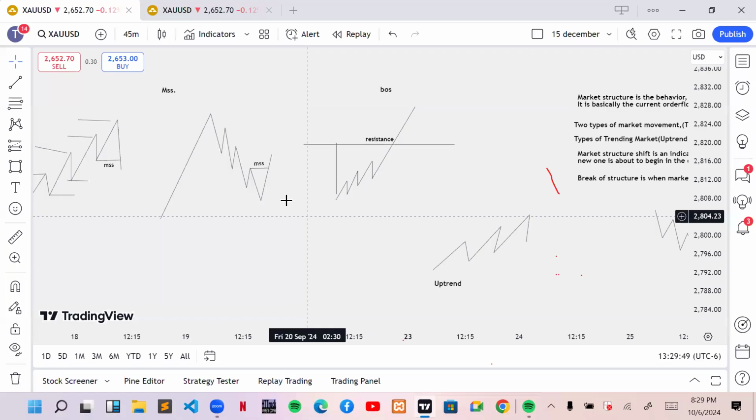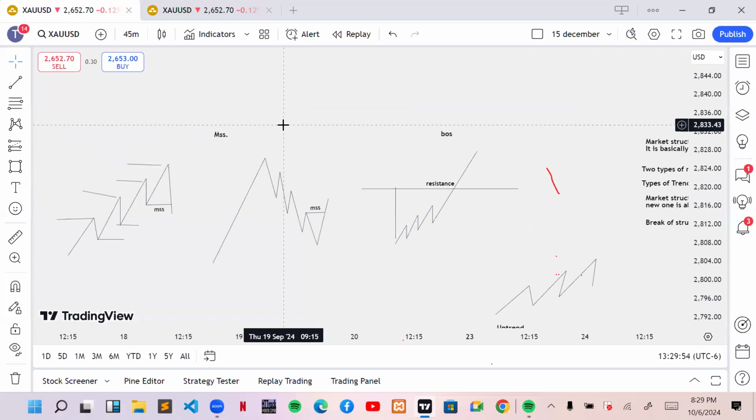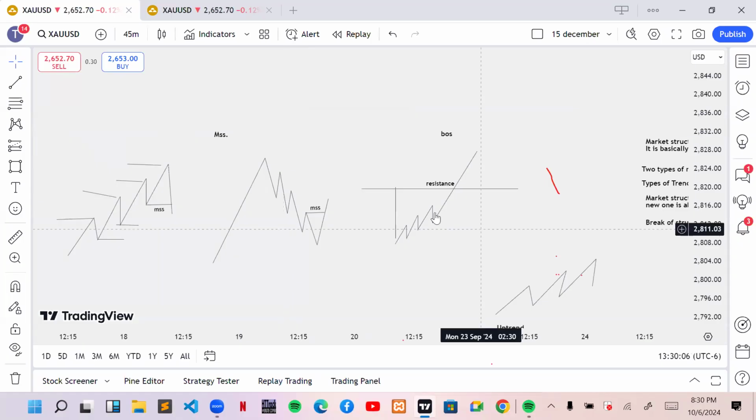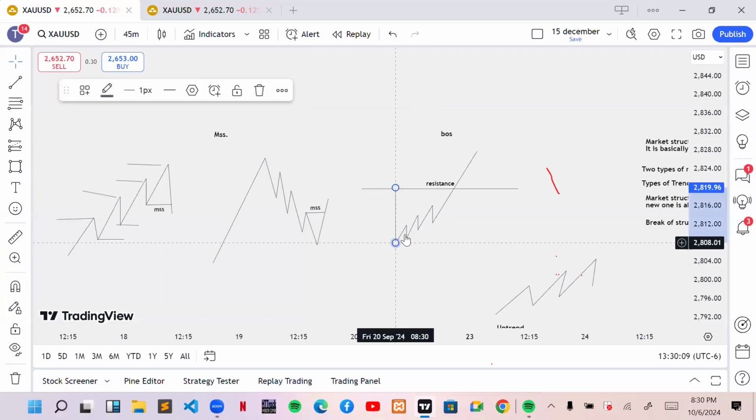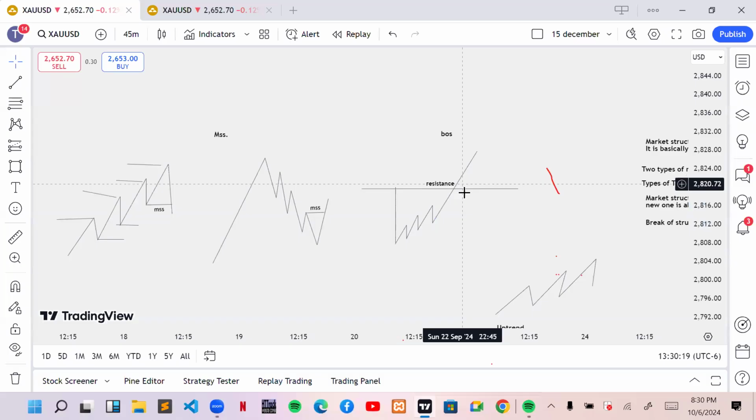So for market structure shifts, there's an indication that price is about to change direction to the opposite side. But in break of structure, a key level is broken in the market, and the market is still going to remain in the same trend it was on before. For this particular trade, it was on an uptrend, and you can see higher highs and higher lows. The market now made a higher high, but the higher high that it made broke this resistance level. This is what a break of structure is.